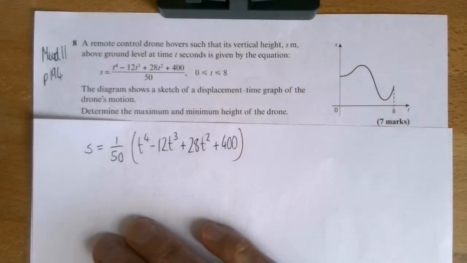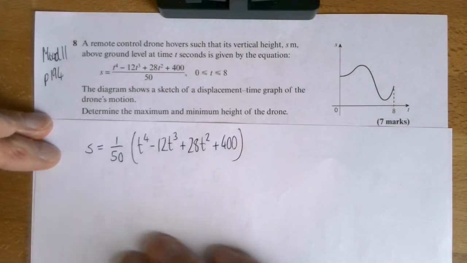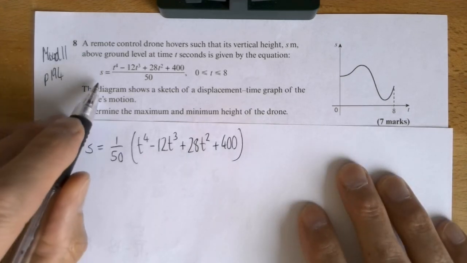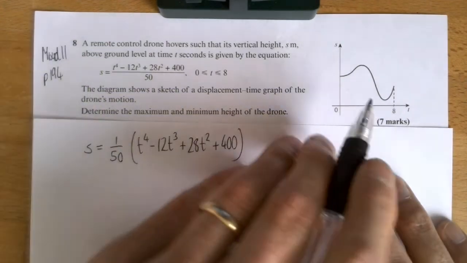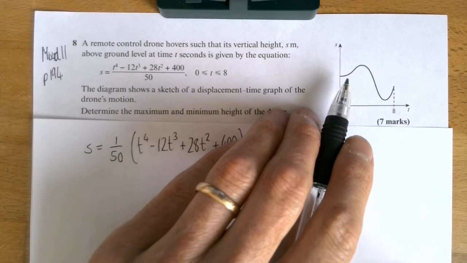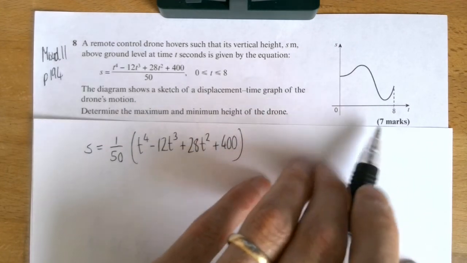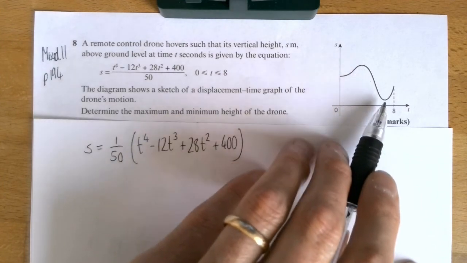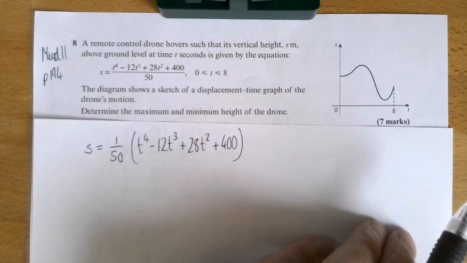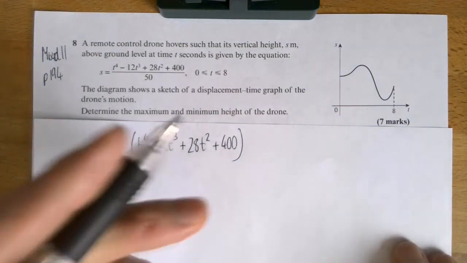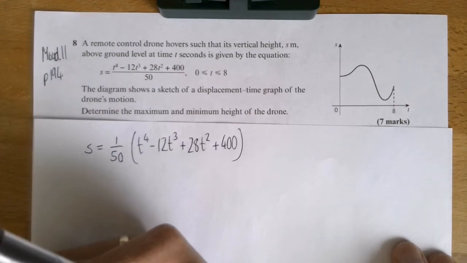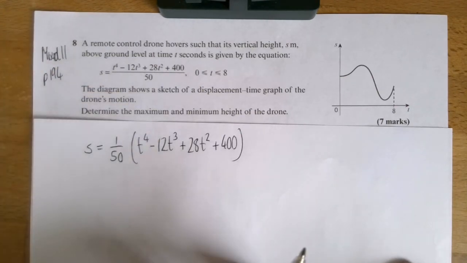And this fourth one actually is probably the most straightforward, although the numbers are quite fiddly. So we are given a formula for distance, and we have the graph for distance plotted for us, and all we want to know is the maximum minimum displacement, the maximum minimum height. So we're looking for this point here and this point here. So I don't need to worry about velocity or acceleration. I just need to differentiate this and find the turning points.